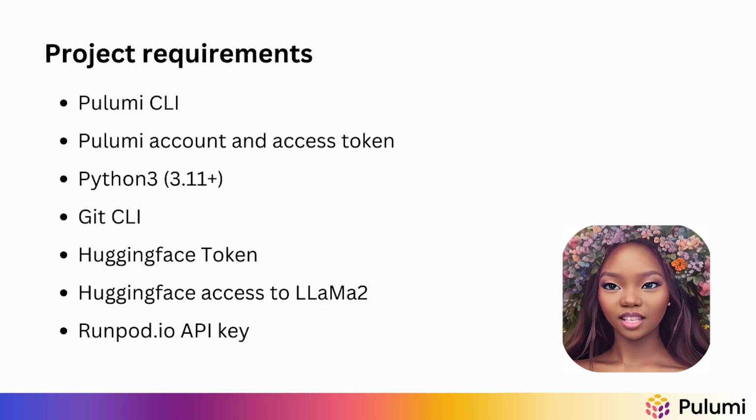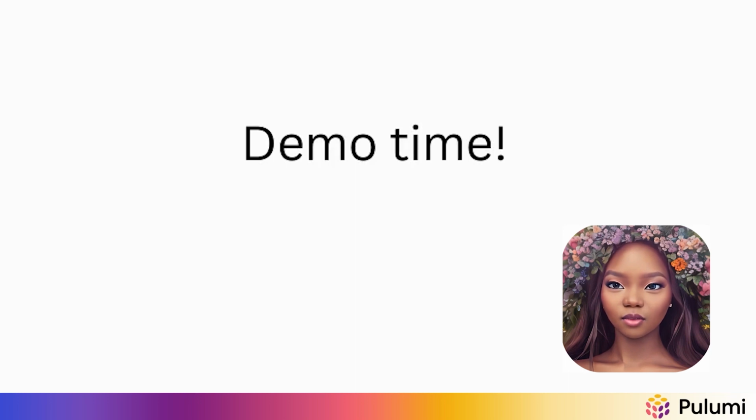Now that we've gotten all of this terminology out of the way, there are some requirements to follow through with building this project. You'll need the Pulumi CLI, a Pulumi account and access token, Python 3, the Git CLI, a Hugging Face token, and your Hugging Face account needs to have access to Llama 2. You also need a RunPod API key because we are deploying to RunPod. Not to worry, there's a link to get all of these things in the description, so make sure that you click those links and follow through if you don't have all of these things today. So now let's get back to the real fun.